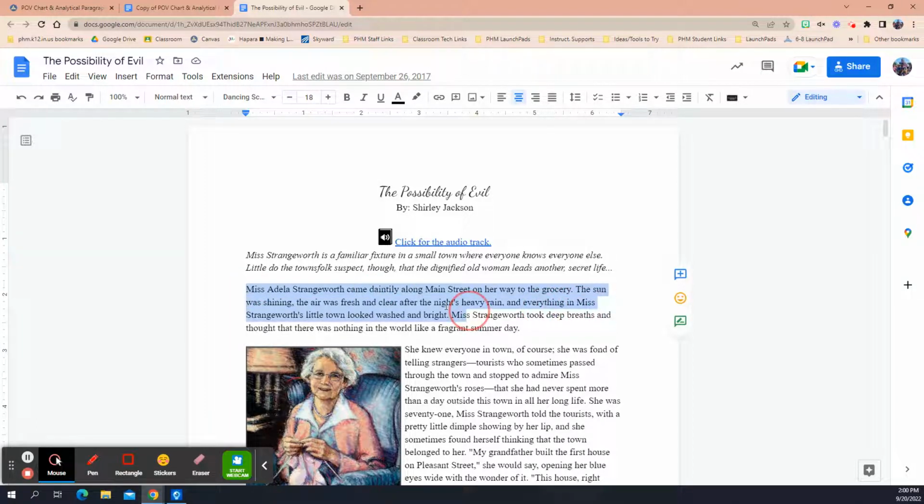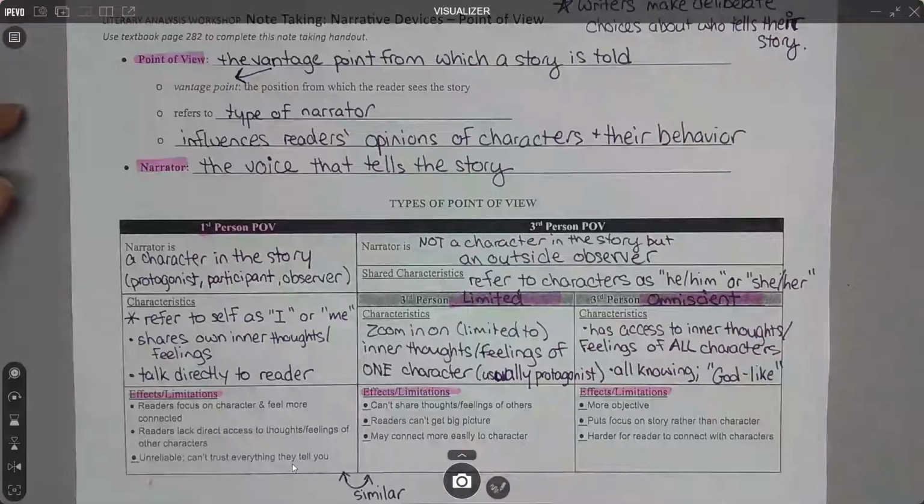So when I look at the first two sentences of The Possibility of Evil, they say, "Miss Adela Strangeworth came daintily along her way to the grocery store. The sun was shining, the air was fresh after the night's heavy rain, and everything in Miss Strangeworth's little town looked washed and bright." So we get the pronoun her. So that should tell us, if we look at our notes, that we are dealing with a third person point of view of some sort.